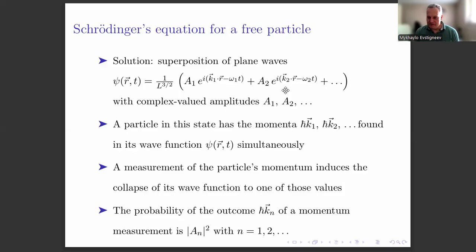Now, the probability that a measurement will reveal a particular value, let's say h bar kn, of the electron's momentum, is the modulus squared of the coefficient An, which multiplies the respective plane wave found in the wave function.